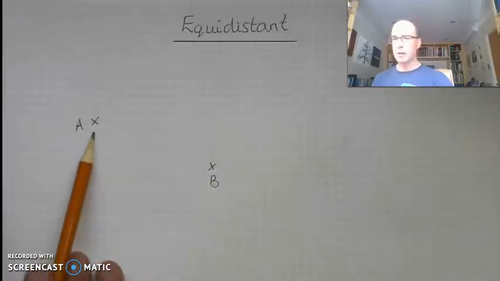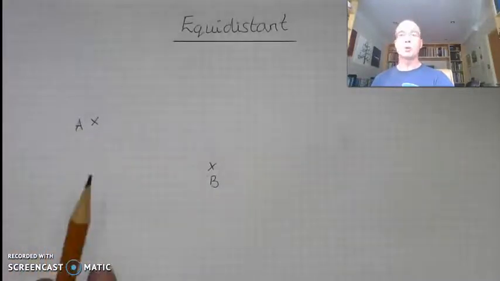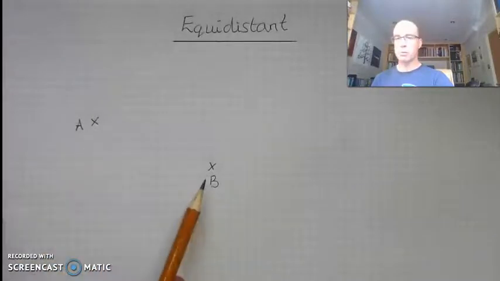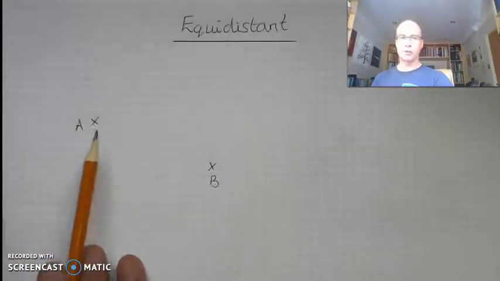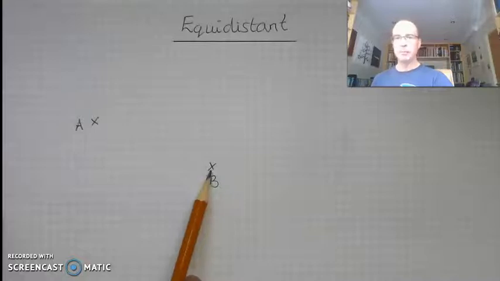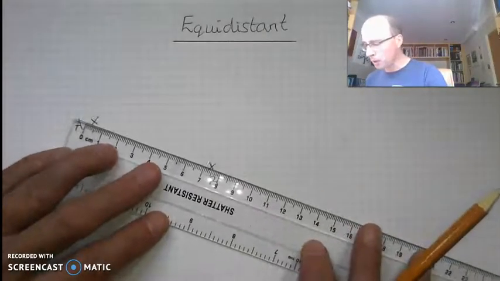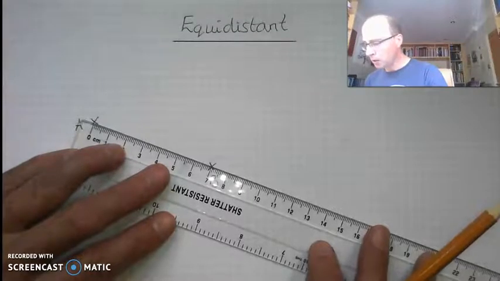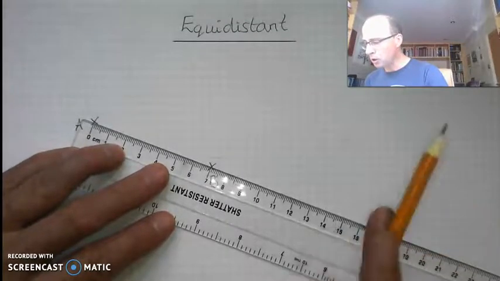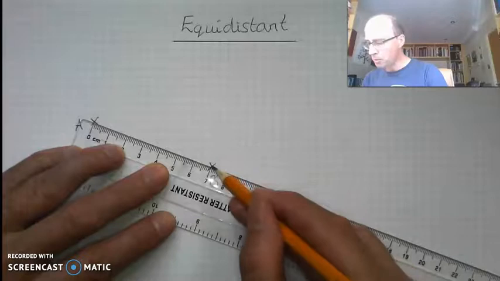I've got 2 points. Sometimes there might be trees, there might be lampposts, there might be rocks in the middle of a field. All sorts of possibilities for what those points represent. I'm going to call them trees. I've got tree A and tree B. And I want the set of points that are the same distance from both trees. Well, I'm going to start off by drawing a line between my 2 trees. So my trees are just about 7 centimetres apart.